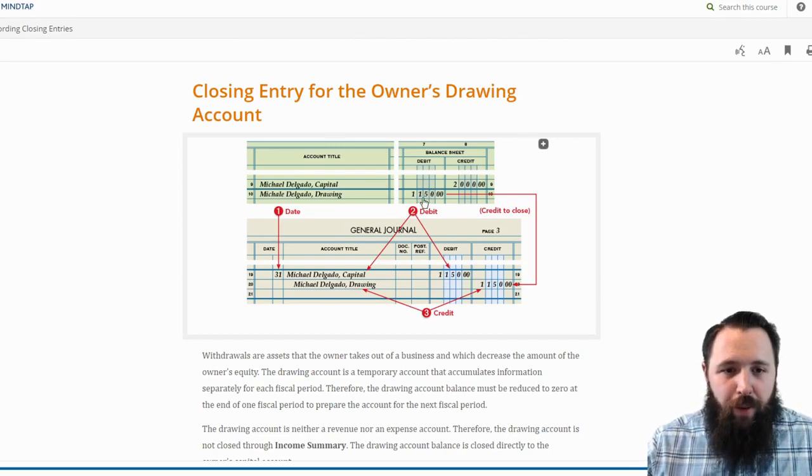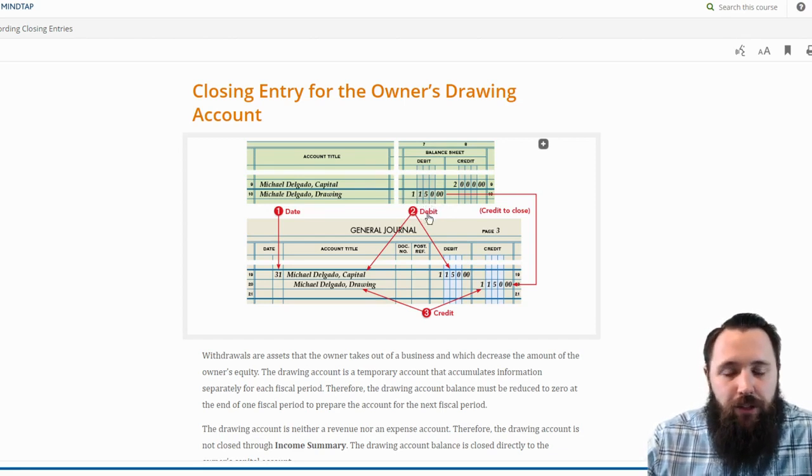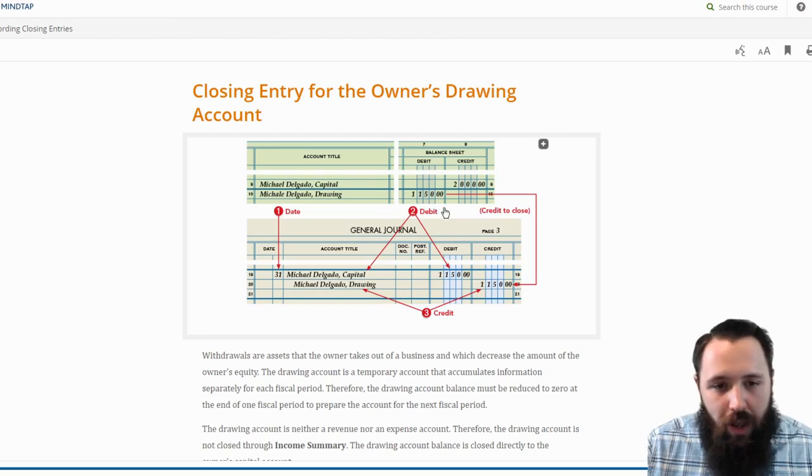So we'll look at our balance sheet here. So once again, this is on the balance sheet. This is a little bit different, but it's just the drawing account. What balance does the drawing have? It has a debit balance. So what are we going to do to bring our drawing to 0? We're going to credit it the same amount.